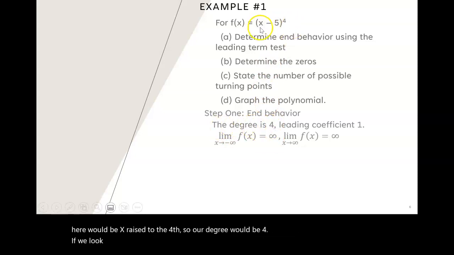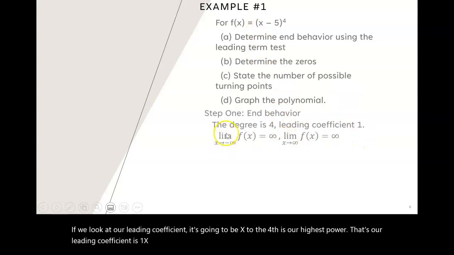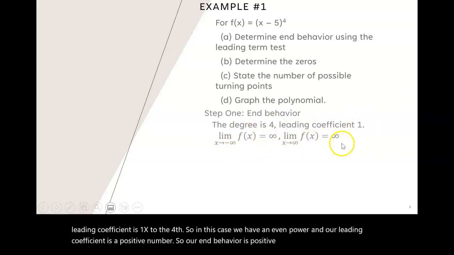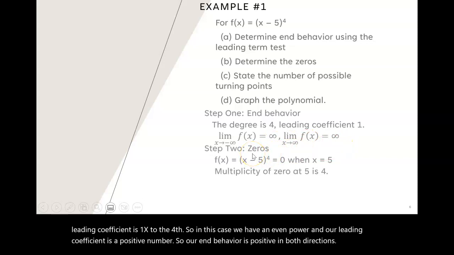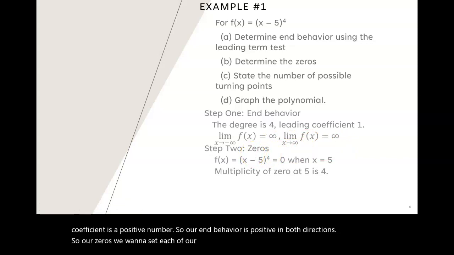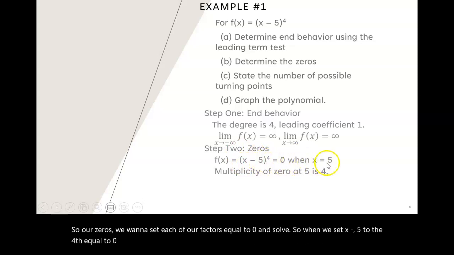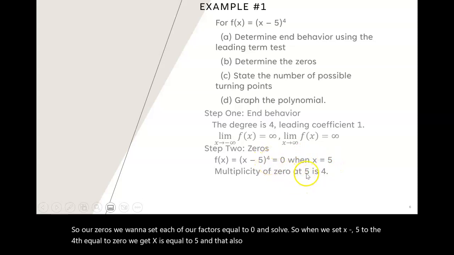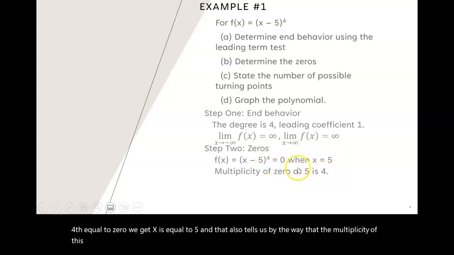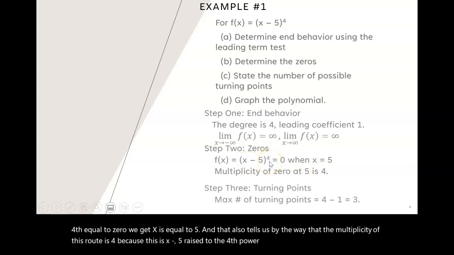If we look at our leading coefficient, x to the fourth is our highest power, and so our leading coefficient is 1 times x to the fourth. So in this case, we have an even power, and our leading coefficient is a positive number. So our end behavior is positive in both directions. So our zeros, we want to set each of our factors equal to 0 and solve. So when we set x minus 5 to the fourth equal to 0, we get x is equal to 5. And that also tells us, by the way, that the multiplicity of this root is 4, because this is x minus 5 raised to the fourth power. That's going to play a key role here.